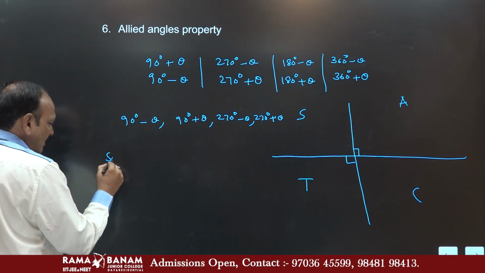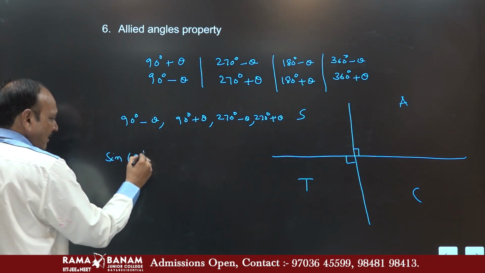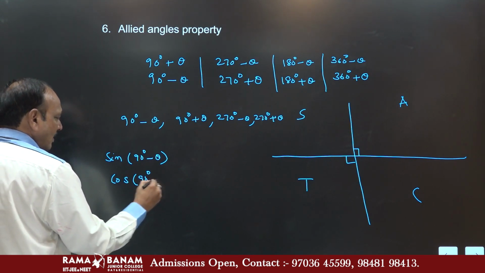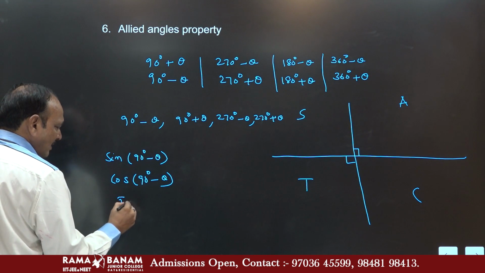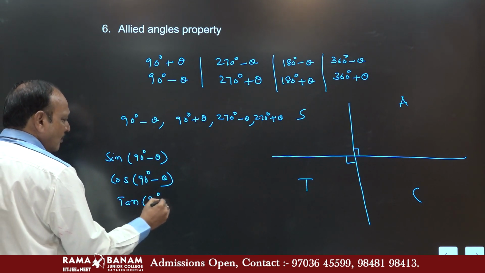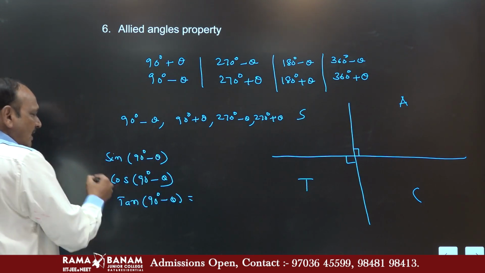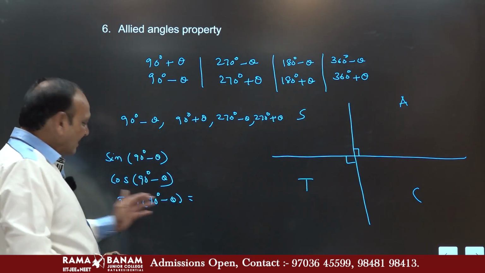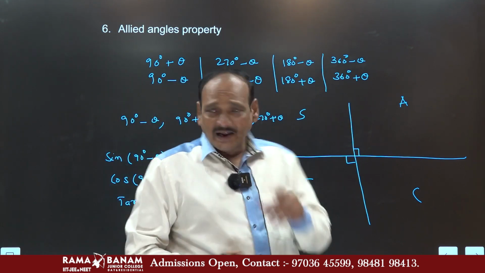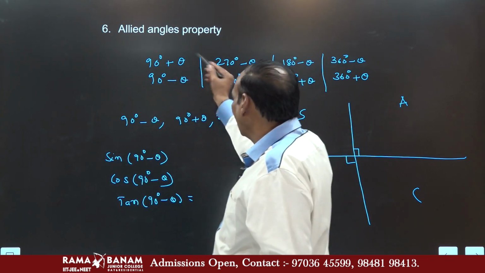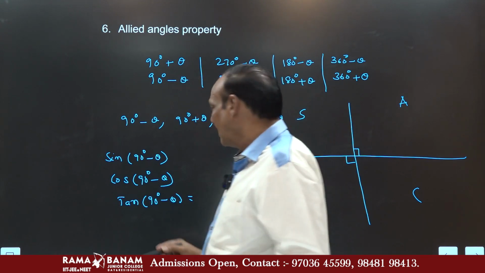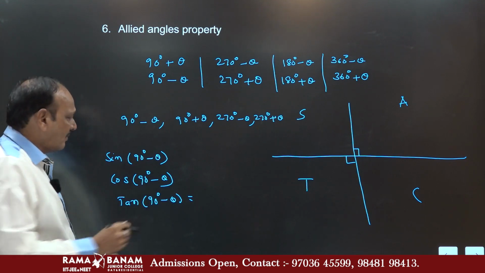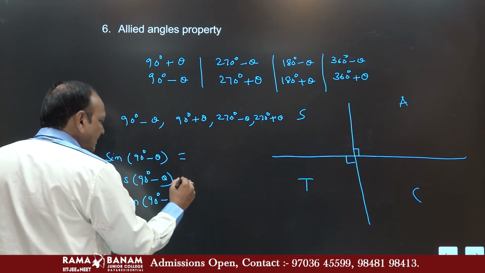So first I am writing sin 90 minus theta, cos 90 minus theta, again tan 90 minus theta. I am taking just three because you know very well, if I teach sin, cos, tan, you can learn cosecant, secant, cot. So 90 allied angle means 90 plus or 90 minus. Sin 90 minus theta, cos 90 minus theta, tan 90 minus theta. First of all, you write like that.